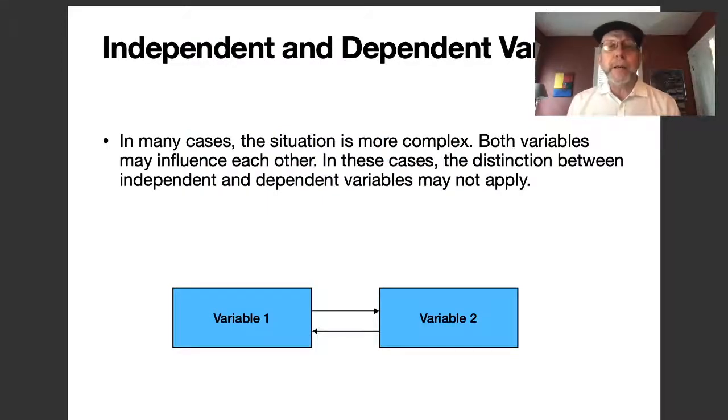It has to be acknowledged, though, that in many cases the situation is more complex. Both variables may, in fact, influence each other, as you can see in this diagram here, where the influence goes both ways. In cases like these, the distinction between independent and dependent variables may not apply.